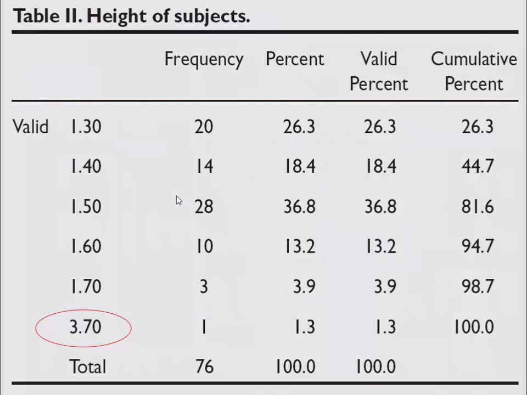Why do we do frequencies? Because sometimes we may identify that we have made a mistake. For example, here we have a mother whose height was stated as 3.7 meters, which is wrong. In the data set you can see here 1.3, 1.4, 1.5, 1.6, 1.7. So suddenly you have a mother who is 3.7 meters tall, which does not make sense at all.